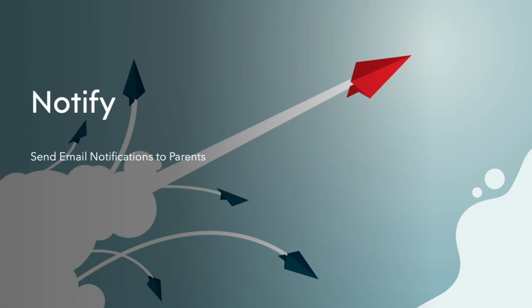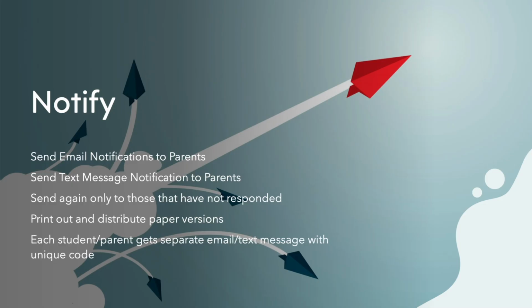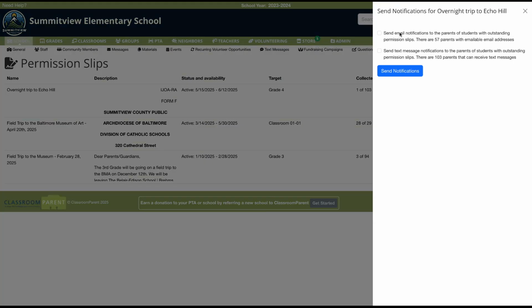Once your permission slip is active, you can send notifications to parents via email and text. Notifications will only go to those who have not yet responded. You can also print out paper versions to be distributed manually. From the permission slip list, you'll choose the action Send Notification. Then you'll be able to select whether you want to send just an email, just a text message, or both email and text messages.